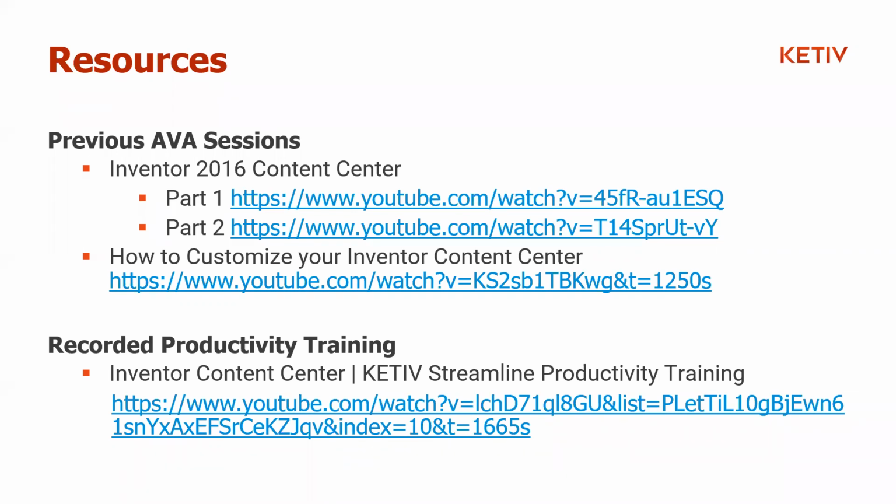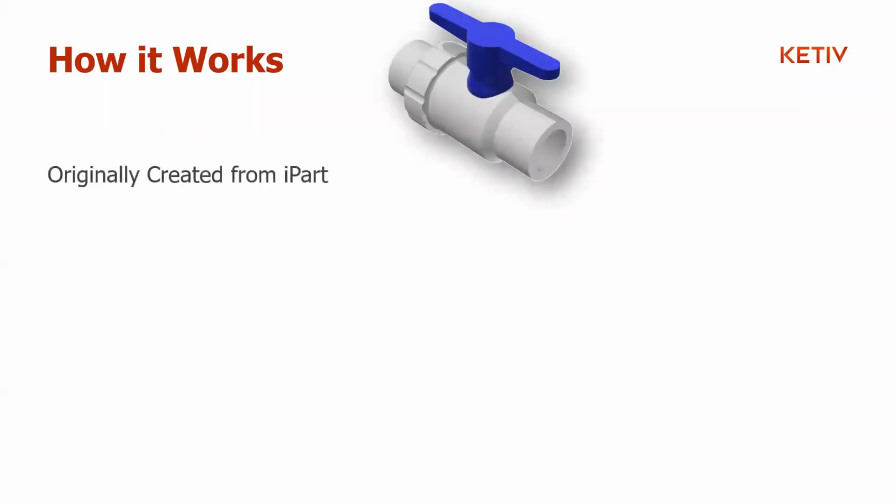Okay. So with that said, let's move on and talk about how the Content Center works. Right. So every single part that's in the Content Center, and there's only parts, there's no assemblies, unfortunately, it doesn't support assemblies. But these all get generated from an iPart. So if you're familiar with iParts, that's how these all got generated originally.